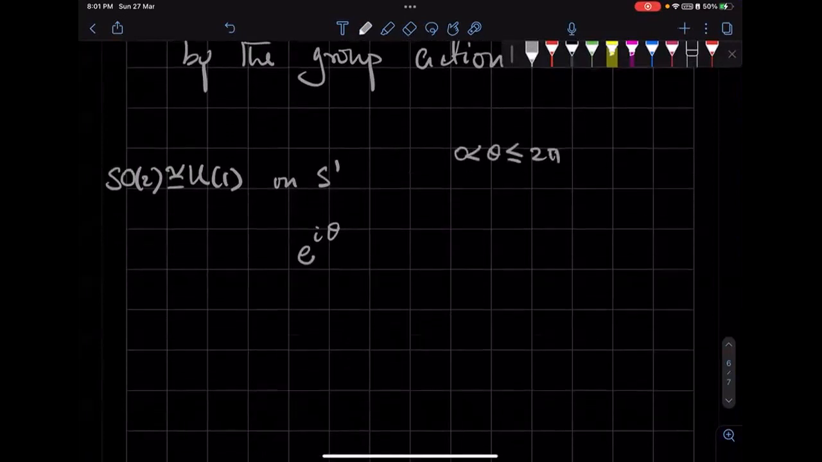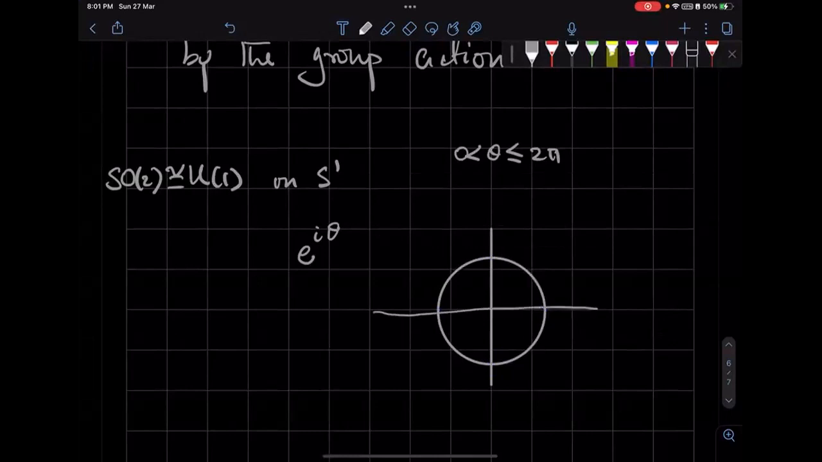Now if I take the manifold S1, which is the circle, and I take a point, it can be any point, and I represent it by some vector. This angle is giving me the coordinate on S1. So this is S1, and phi is a coordinate on S1.